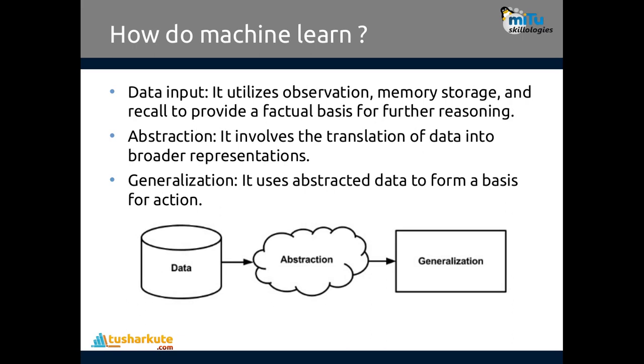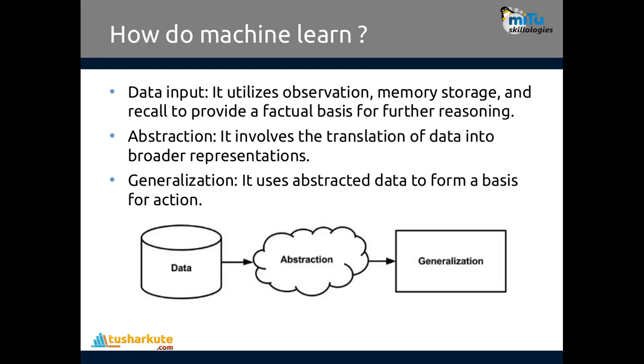Now, how do machines actually learn? Three things are mentioned here. Data input utilizes observations, memory storage, and recall to provide a factual basis for further reasoning. That's what we have as data input here. Based on this data, we have the abstraction stage. It involves the translation of data into a broader representation. Data may be raw, and too much raw data is present. Data can't be directly taken by machine learning algorithms, so we need to represent this data in a different format as per the required format.